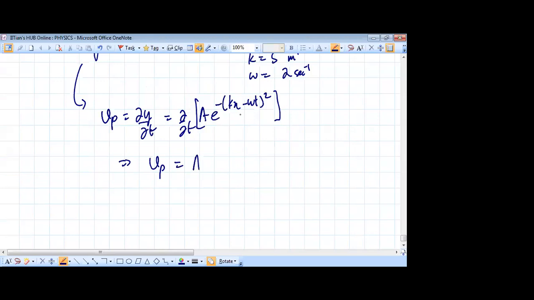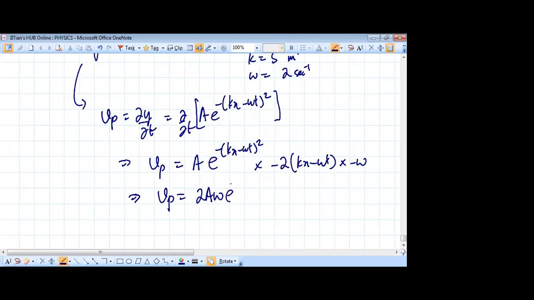Okay, so treating x like a constant, we will differentiate with respect to time. The differentiation of an exponential function is the exponential only, multiplied by the differentiation of this whole term with respect to time. So minus 2 into kx minus omega t, into the differentiation of this with respect to time, so minus omega. So we get the formula of particle velocity as 2 times A omega e raised to the power minus (kx minus omega t) the whole square.